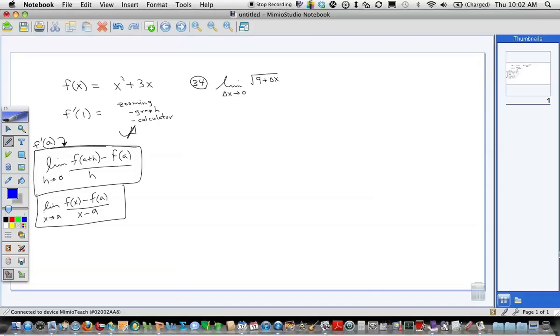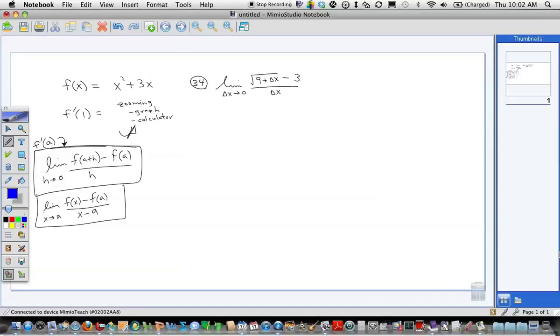That's what h is. We go from an x coordinate here to another x coordinate over here, and delta x is how much we changed. H is how much we changed. Okay, minus 3 all over delta x. Now what's the key here is the recognition. You need to recognize this as this.